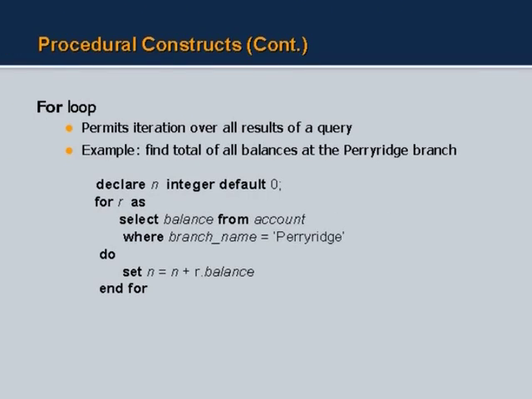Now coming back, you have for loops. Look at the for loop. It says for r as and a query in here. So what this is doing is, it's a loop which iterates over the results of this query. And so for every account in PeriRidge, it does what? Set n equal to n plus r dot balance. N is initially 0. What is this doing?